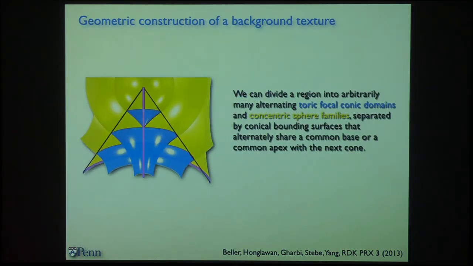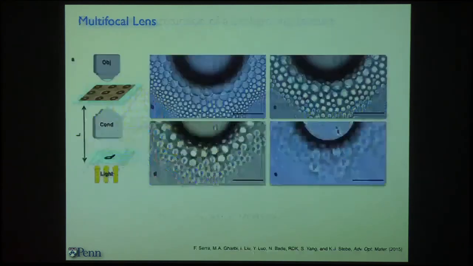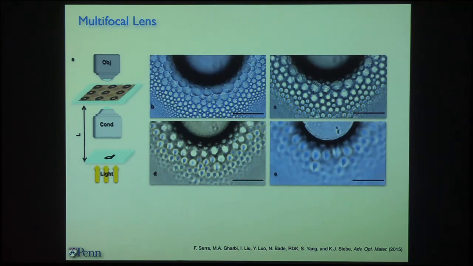So my student, Dan Beller, came up with this very brilliant way of constructing arbitrarily complex surfaces. So you see, here are the concentric spheres. You cut out a wedge, you replace it with these pieces of focal conic domain. But then he said, oh, but I can then take that and make another wedge and fill it back in with spheres. And I can keep doing that, again and again. And so I can actually pattern any arbitrary surface shape. And doing that, he actually came up with a very nice model of what the structure was so that we could control it.